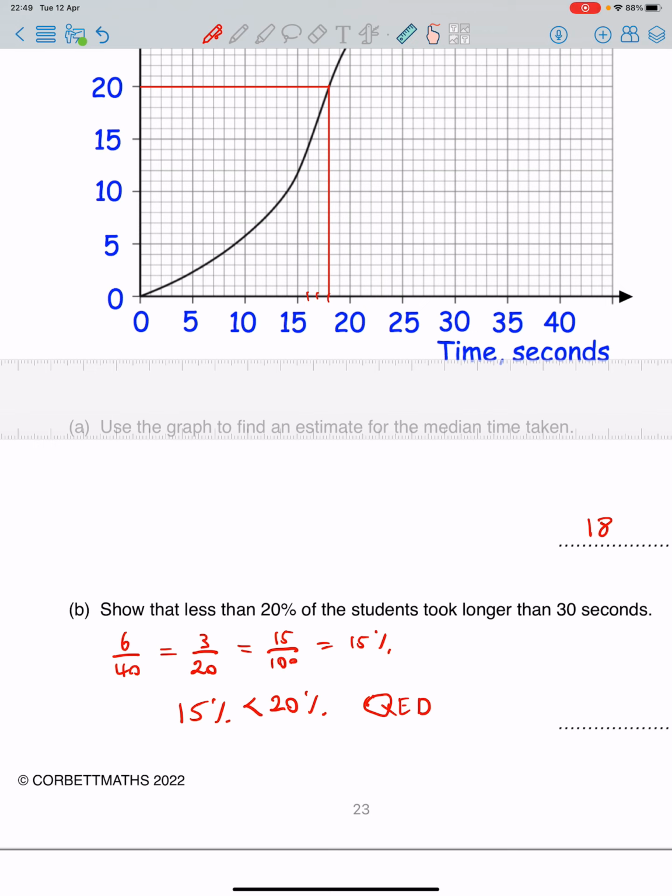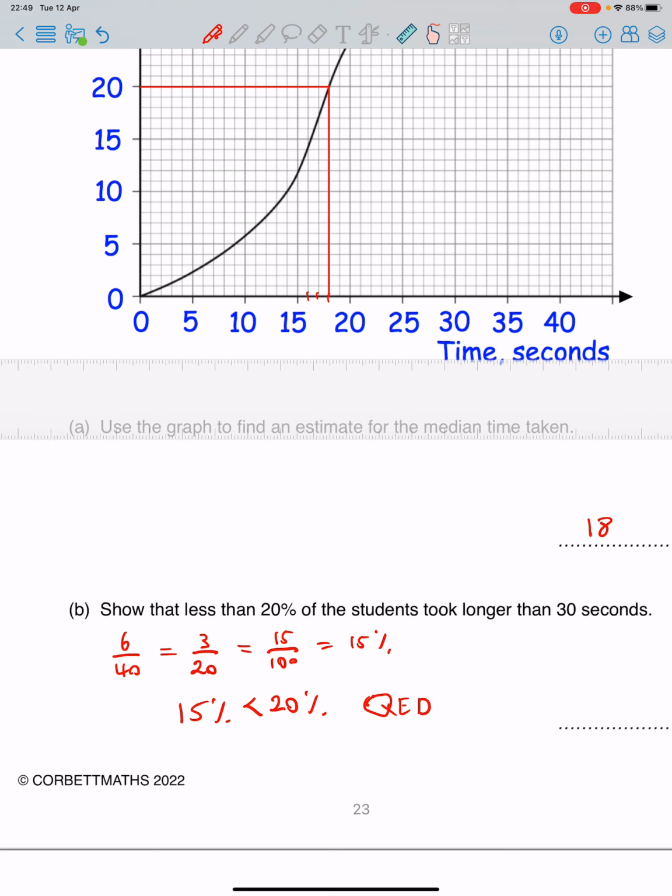Let's get rid of this ruler. We've got number 34. There are white chocolate, milk chocolate, and dark chocolate sweets in a bag. A sweet is taken at random from the bag. The table shows the probability of getting each type of chocolate. Work out the probability of getting milk chocolate. Okay, that shouldn't be too bad.